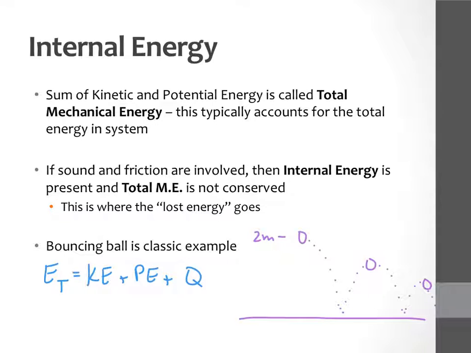So if your total energy, kinetic and potential energy, doesn't add up to what we expect as our total energy, then likely that missing piece is internal energy. That's when friction and sound are involved.